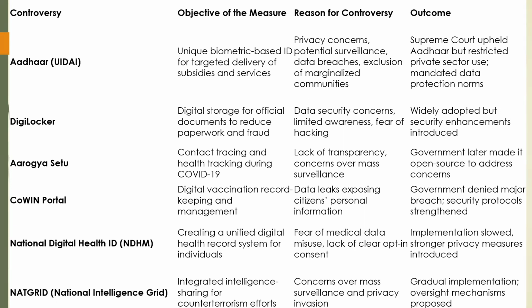Now, the next controversy is the National Intelligence Grid, NATGRID. Objective: integrated intelligence sharing for counter-terrorism efforts. Reason for controversy: concern over mass surveillance and privacy invasion. Outcome: gradual implementation, with an oversight mechanism proposed. So these are the controversies of different types of digital platforms.